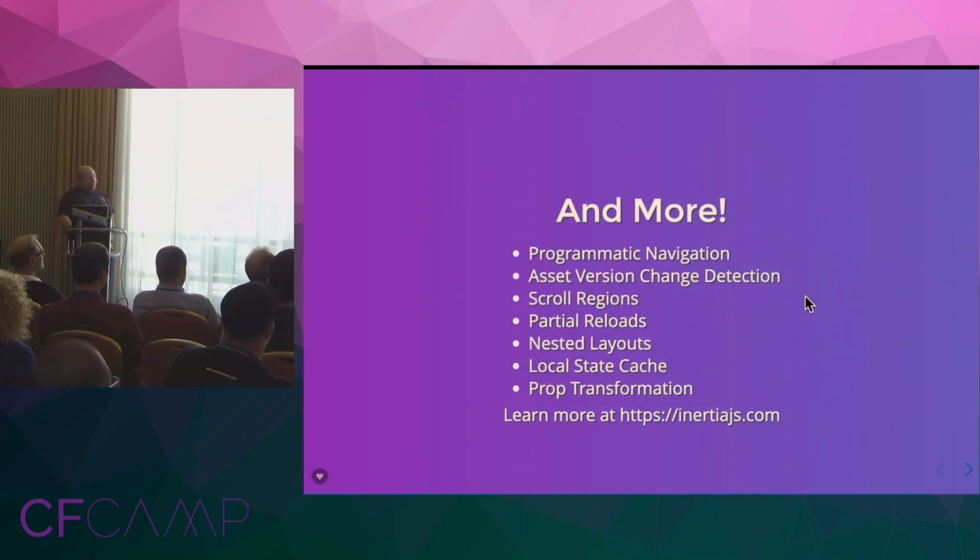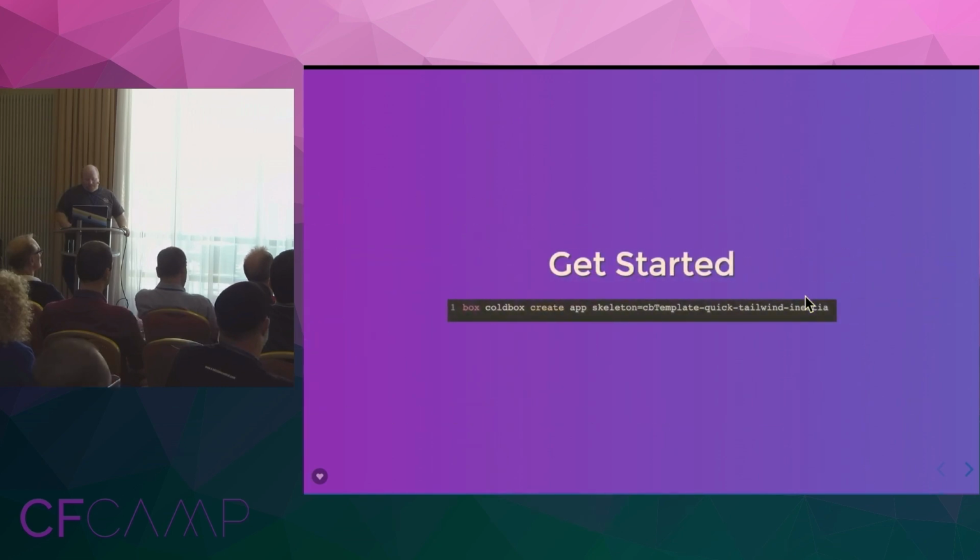There's a lot more to CBInertia. We talk about programmatic navigation, so you can tell it exactly what page to go to. It can detect when your assets have changed and force a reload, which is very tricky if you've ever dealt with progressive web apps. Scroll region, partial reloads, nested layouts, local state cache, prop transformation, and more. But instead of going through all those in slides, I thought we'd start with an example and do a little bit of live coding here.